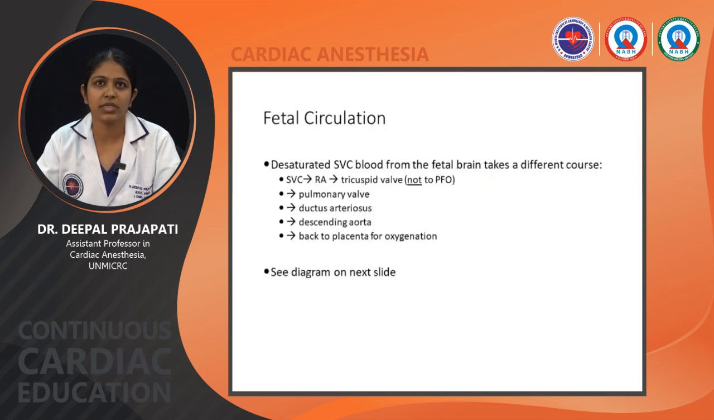Now, desaturated blood from the SVC, from the brain, takes a different course. It comes from SVC to right atrium, from there to the tricuspid valve and not to the PFO, from there to the pulmonary valve, through the ductus arteriosus, and from there to the descending aorta and back to the placenta for oxygenation.